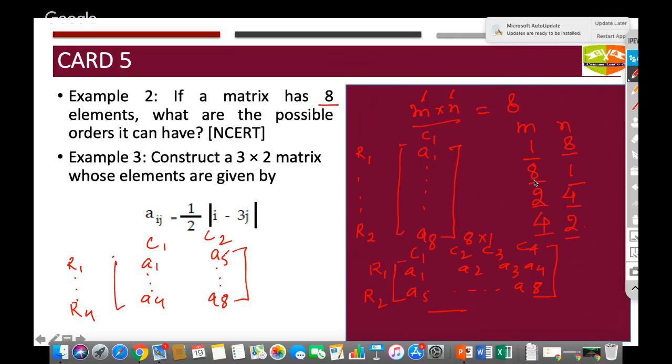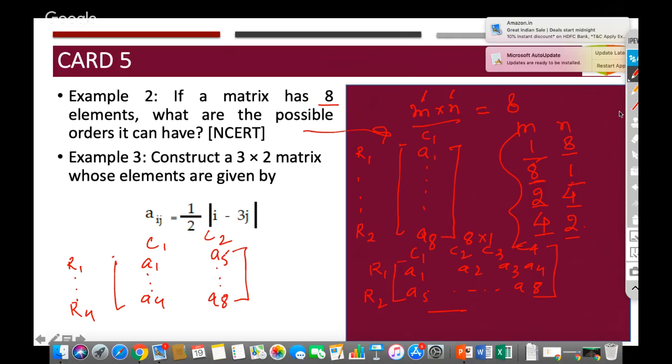I can have only 4 possibilities like this. I cannot have more than these 4 possibilities. Why? Because if I need only integers, multiplication of two integers is 8. These are the only 4 possibilities. So for the second example, the answer is 1 8, 8 1, 4 8, and 2 4 and 4 2. So these are the 4 possibilities.